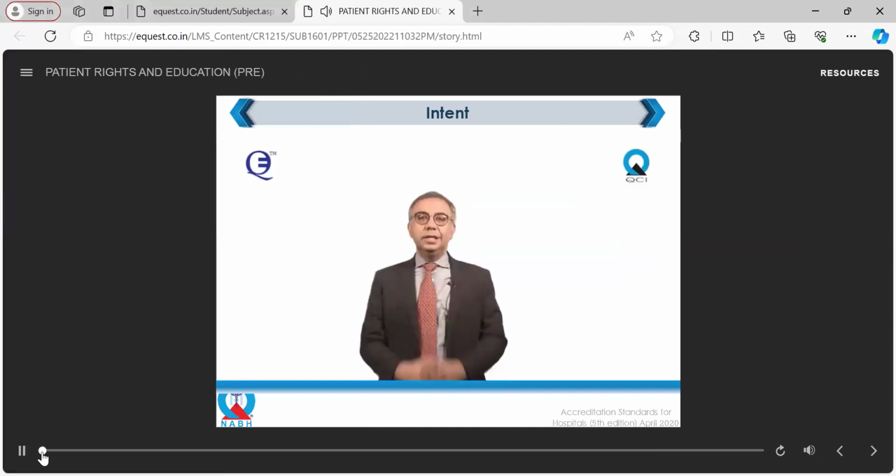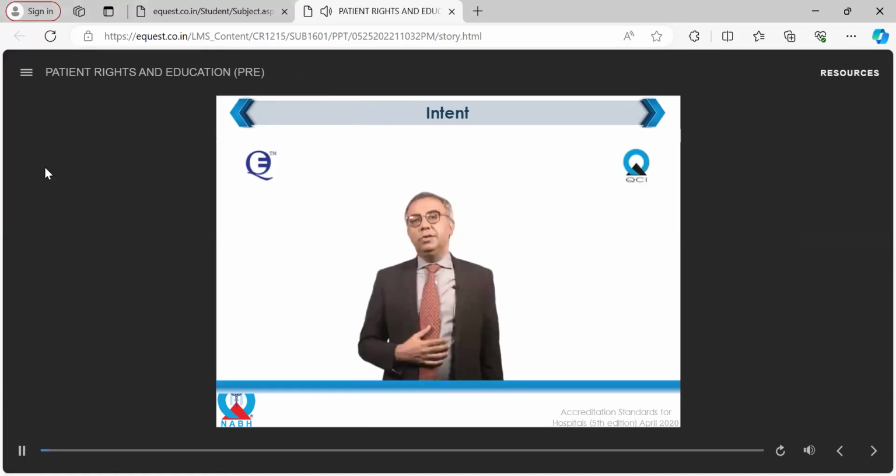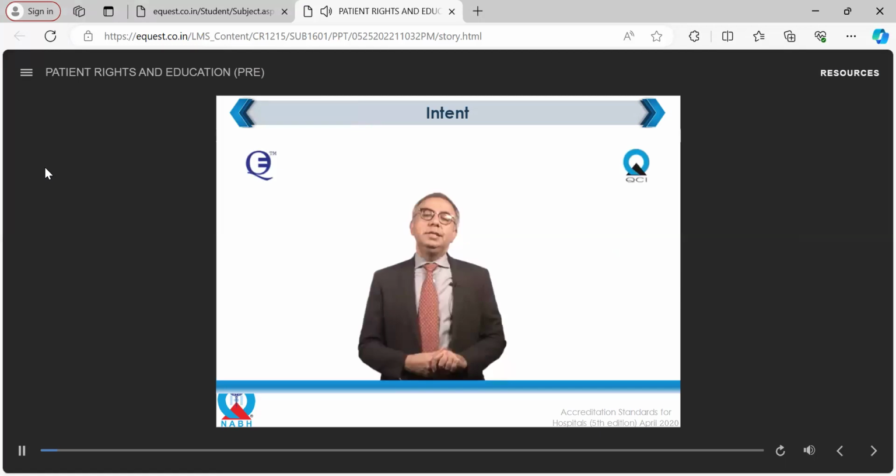Now let us look into the intent of Chapter 4 of the 5th edition of NABH Healthcare Organization Standards, that is Patient Rights and Education, or PRE. The intent of the PRE chapter is that the organization defines, protects, and promotes the patients' and family rights and responsibilities. These are promoted actively by various methods.